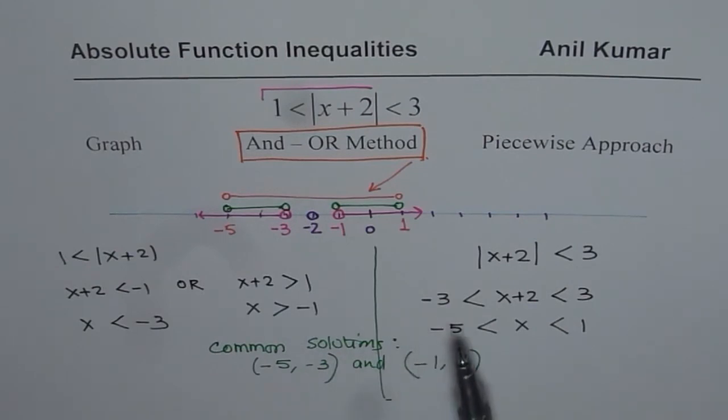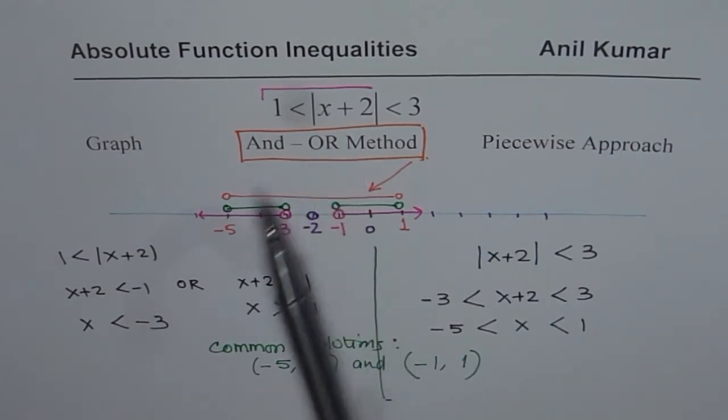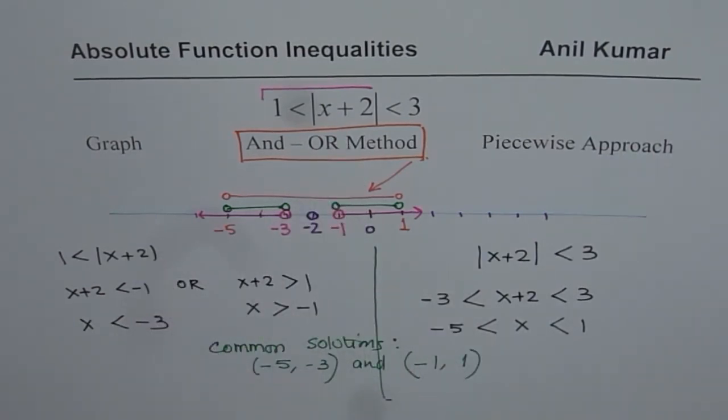So what you really do is redefine the absolute function, break the double inequality into two, right? So we broke it down to two, right? So we had the right side inequality and the left side inequality. Find solutions for both of them, and then the common solution gives us the real solution of the double inequality. I hope that helps you to understand the process.